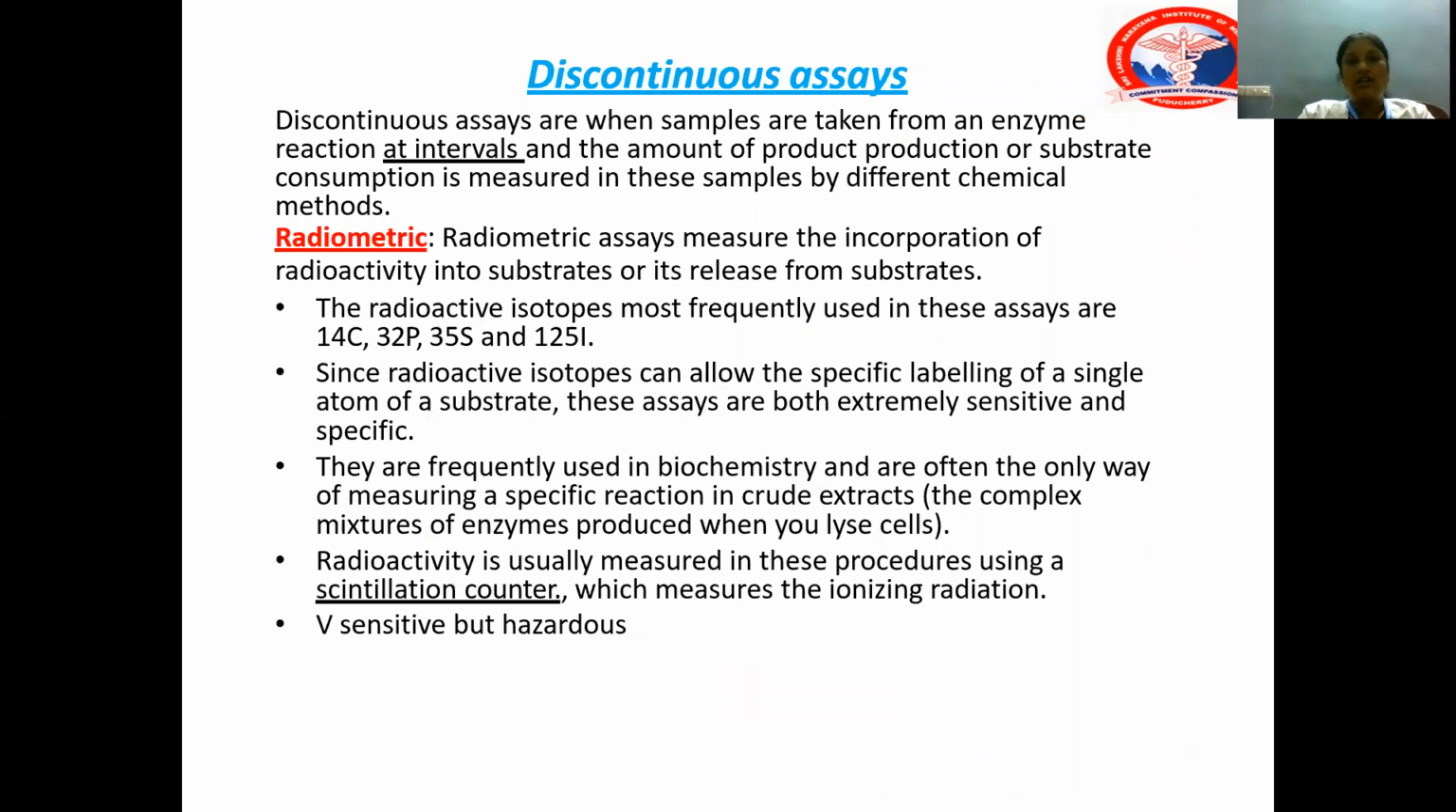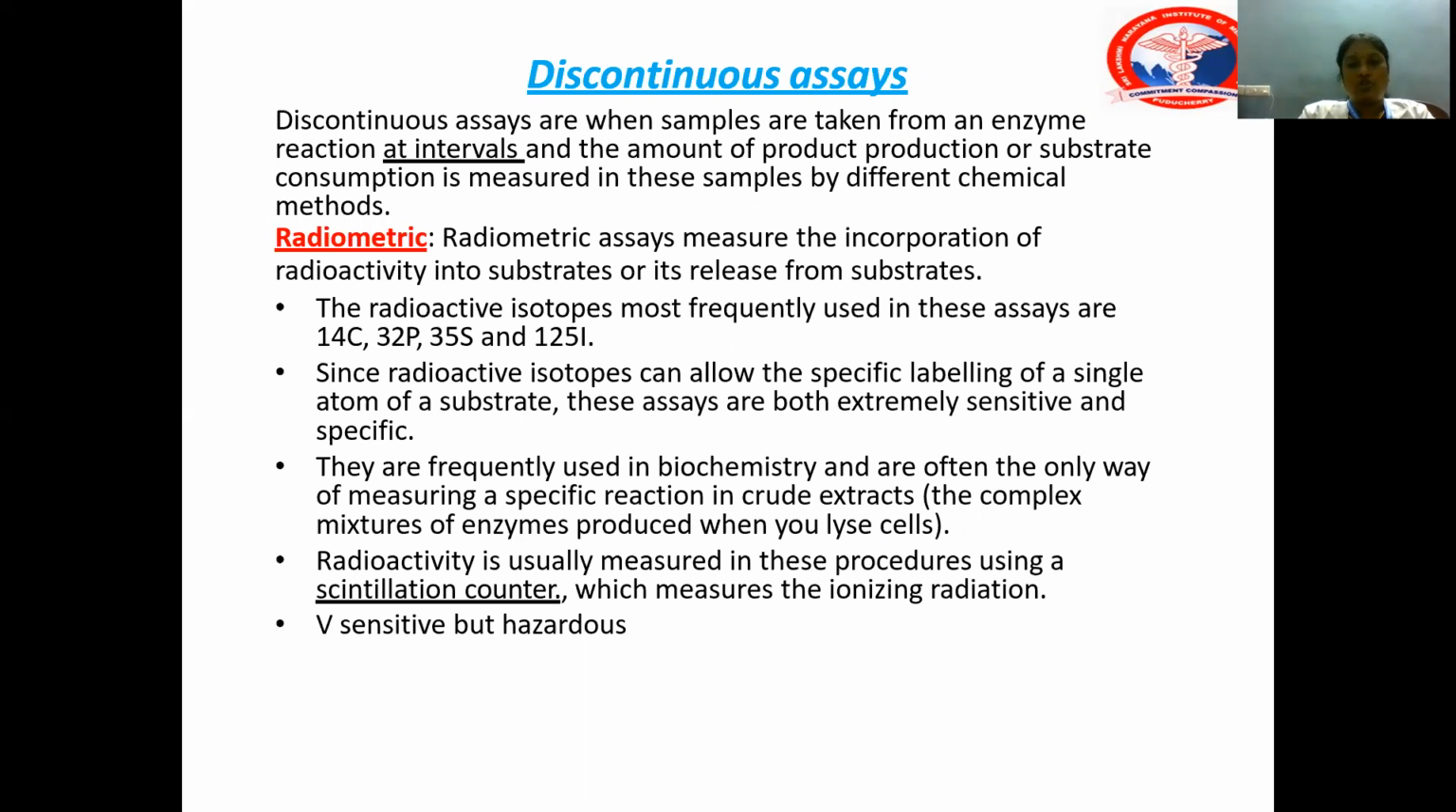Discontinuous assays. Discontinuous assays are when samples are taken from an enzyme reaction at intervals, and the amount of product production or substrate consumption is measured in the samples by different chemical methods. The most commonly used method in a discontinuous assay is the radiometric method, which measures the incorporation of radioactivity into the substrates or its release from substrates.